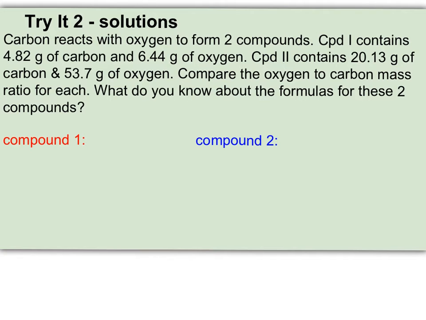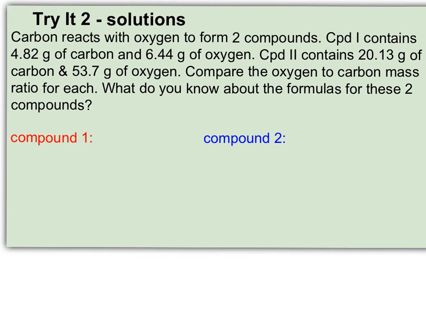So for compound 1, I'm told I have 6.44 grams of oxygen and 4.82 grams of carbon, and I was asked to put oxygen over carbon. So I get a ratio of 1.34 to 1, and you don't have to write elements underneath, but I like to so I remember which order it's in, oxygen to carbon. So a little more oxygen than carbon, gram for gram.